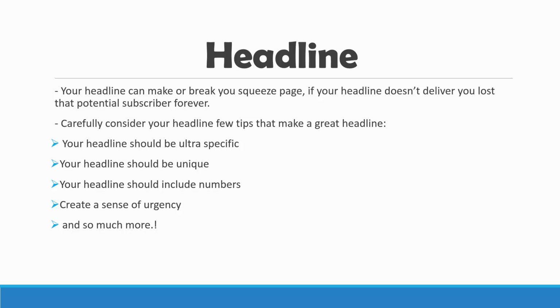Your headline should be ultra specific. By this I mean be as precise as possible when you are describing the product you are giving away. So for example, if you are giving away the ebook I gave you, here would be a bad example for a headline. Person makes $1,000 a week with YouTube.